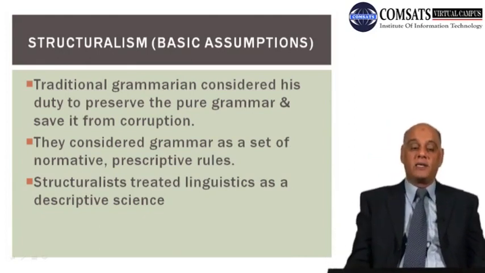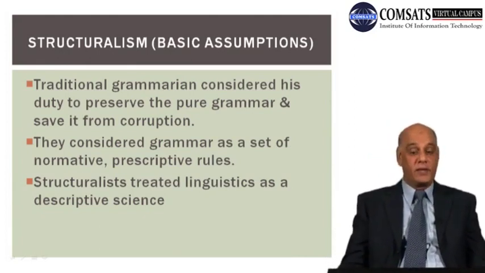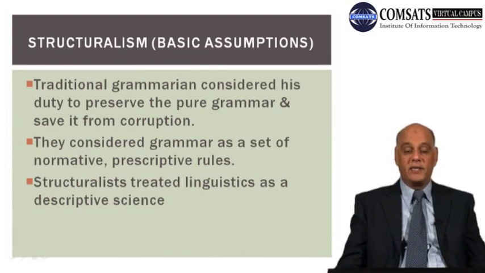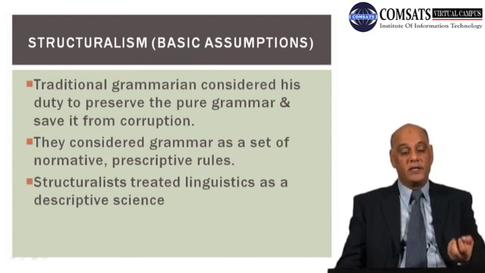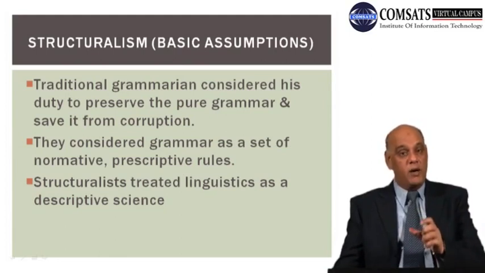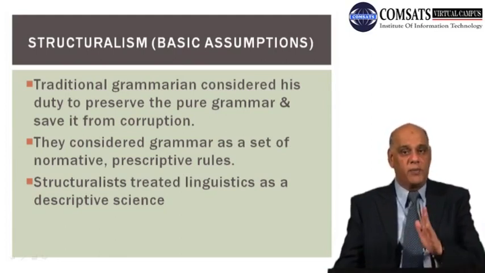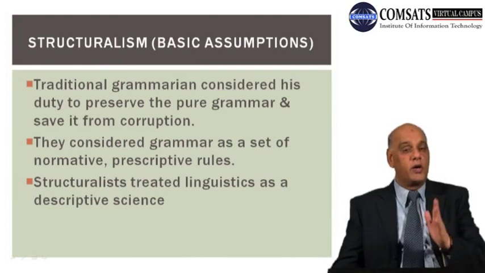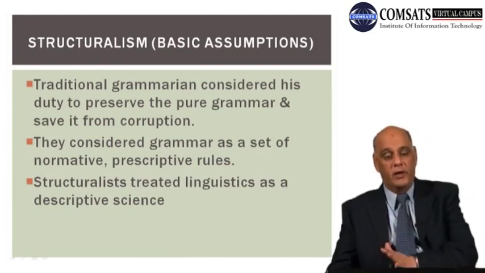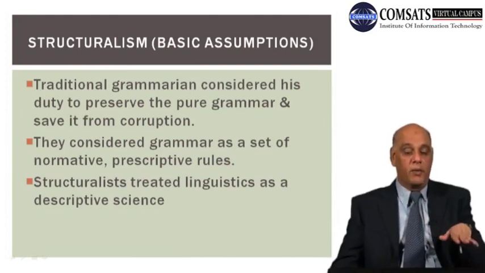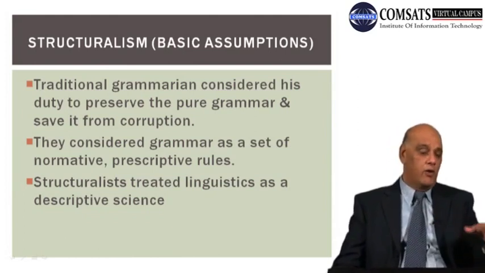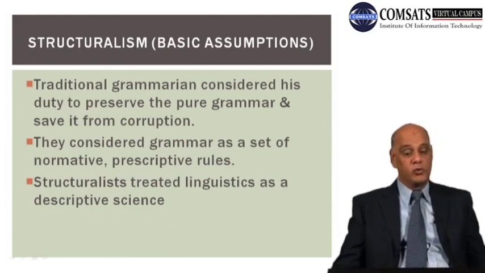They considered grammar as a set of normative prescriptive rules. This was the traditional grammarians. They said it is a set of normative norms, and they said that it is prescribed rules. Grammar is what has already been prescribed. Grammar is what has already been written about it. So it's a written grammar, or it's a written set of rules. They talk about the rules.